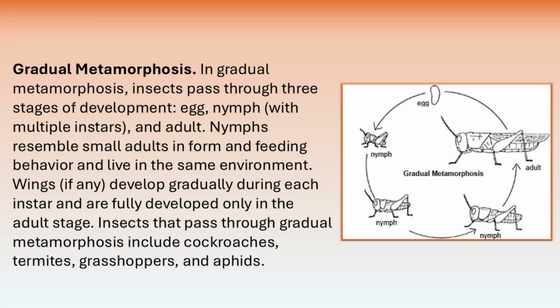Gradual metamorphosis. In gradual metamorphosis, insects pass through 3 stages of development: egg, nymph with multiple instars, and adult. Nymphs resemble small adults in form and feeding behavior and live in the same environment. Wings, if any, develop gradually during each instar and are fully developed only in the adult stage. Insects that pass through gradual metamorphosis include cockroaches, termites, grasshoppers, and aphids.